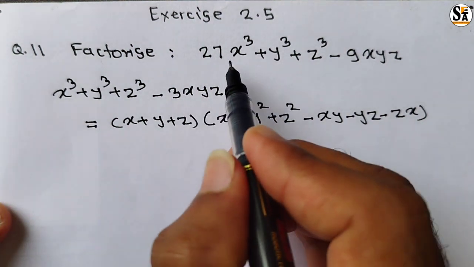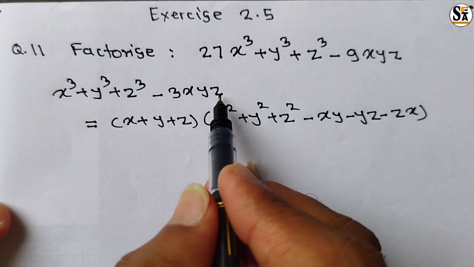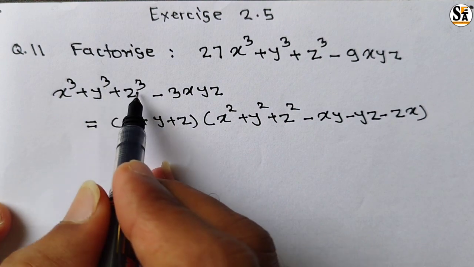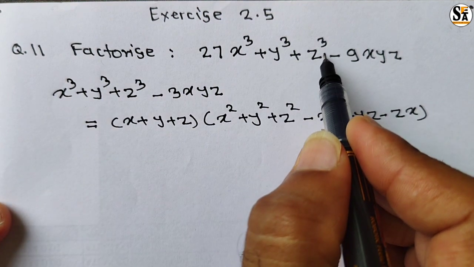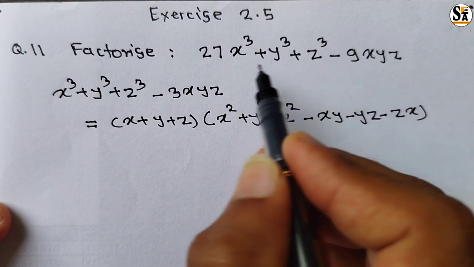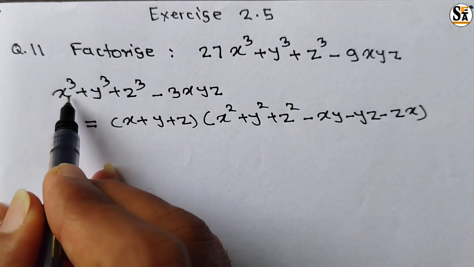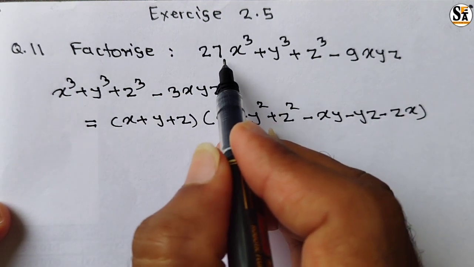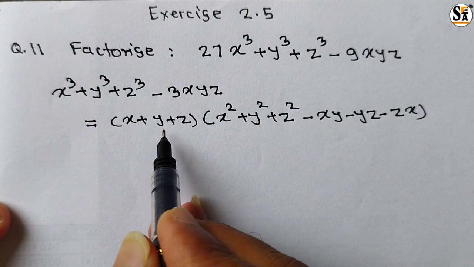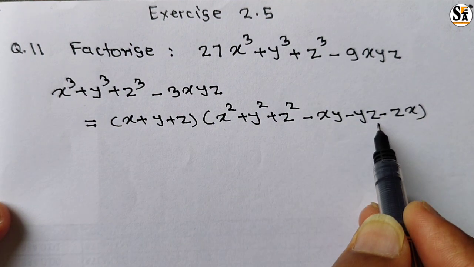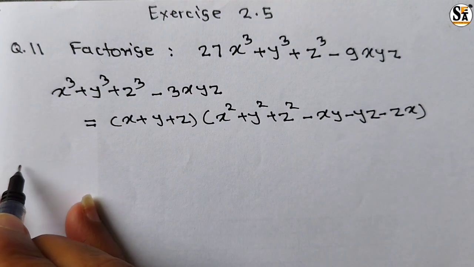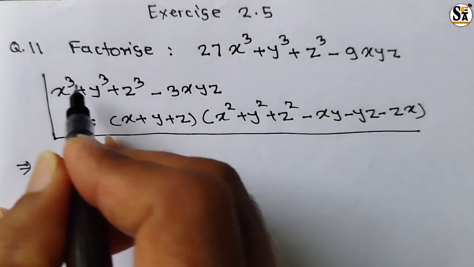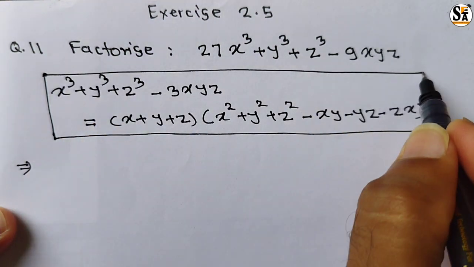Now, we have to convert this expression in this form. Means, we require three terms of perfect cube, then minus sign and multiplication of these three terms into three. So, if we are able to convert this expression in this format, we can say the factors will be like this. This is the standard identity and we are going to take the help of this standard identity to make the factors.